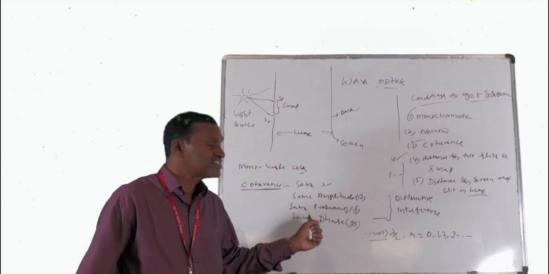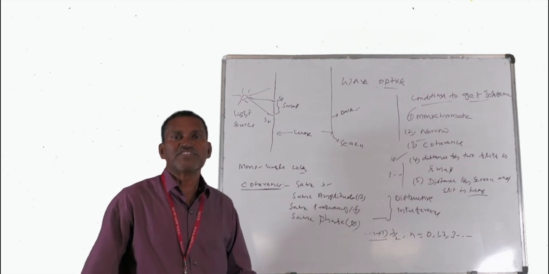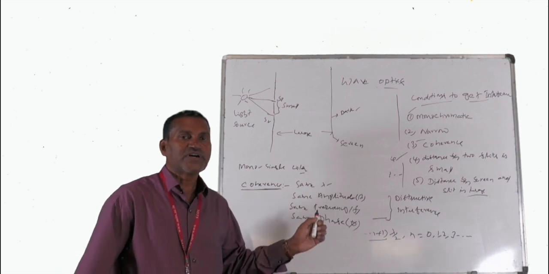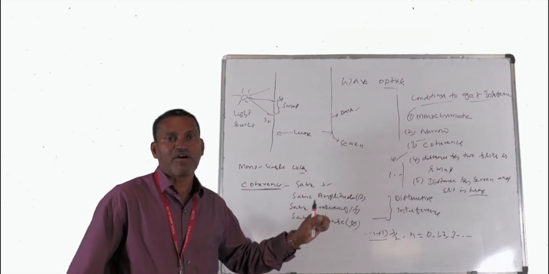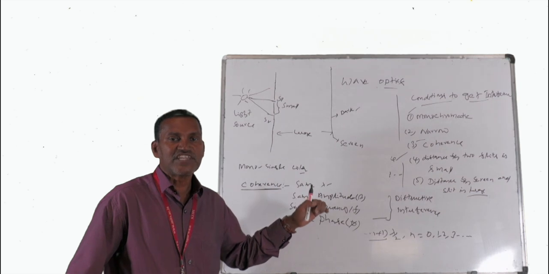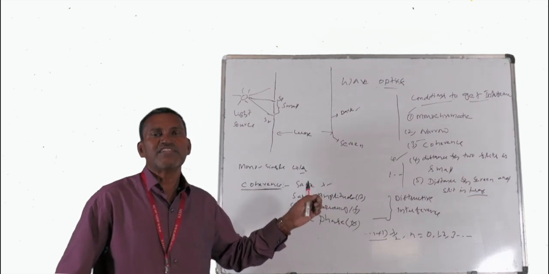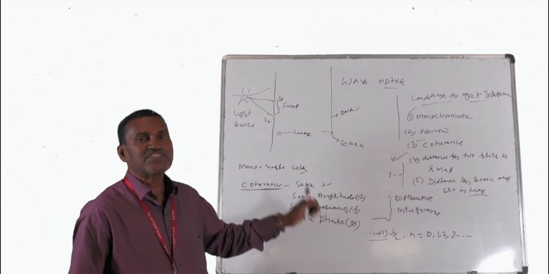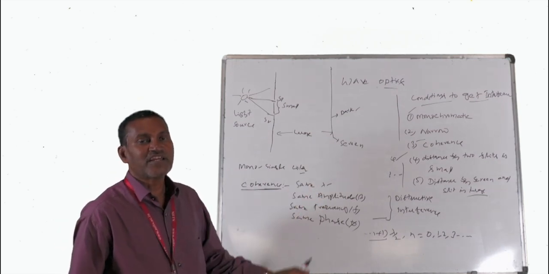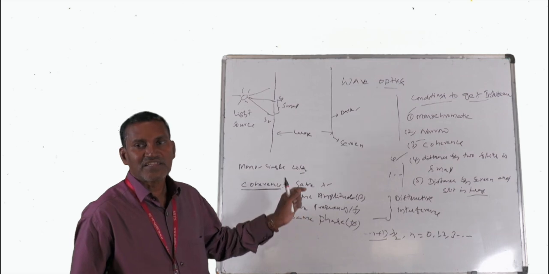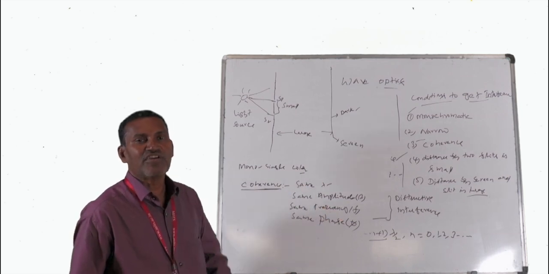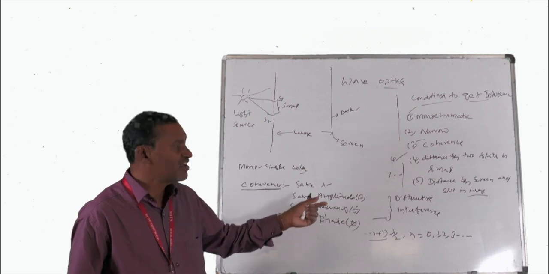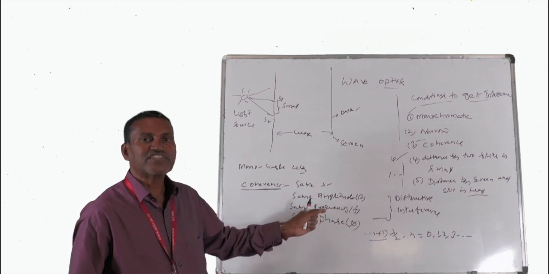The example is sound waves. In the case of sound waves, what will happen here? Compressions and rarefactions are formed. In compressions, the density of the particles is very high. In rarefactions, the density of the particles is less. The distance between two compressions or the distance between two rarefactions is called the wavelength.